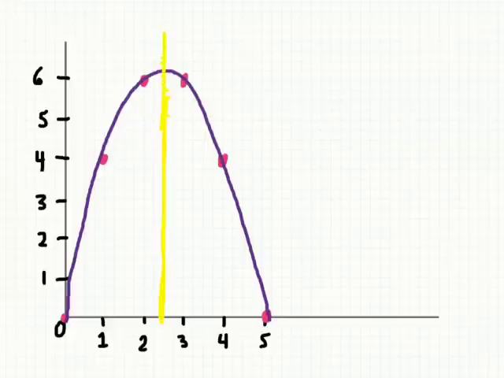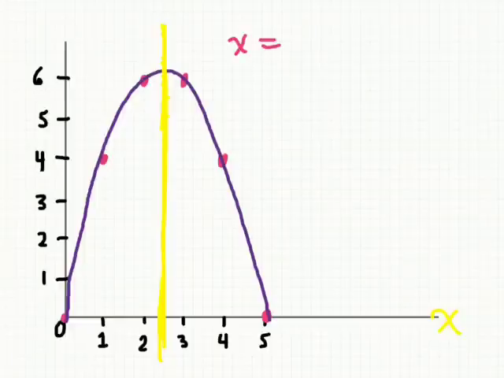This divides my symmetry in half equally. So 2.5. When you're asked to find the axis of symmetry, you're trying to figure out what is the x value of the axis of symmetry. Because if you look here, the axis of symmetry will go through the x-axis, right? This is my x-axis. I want to know what x equals.